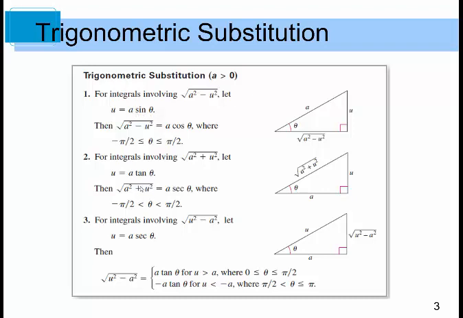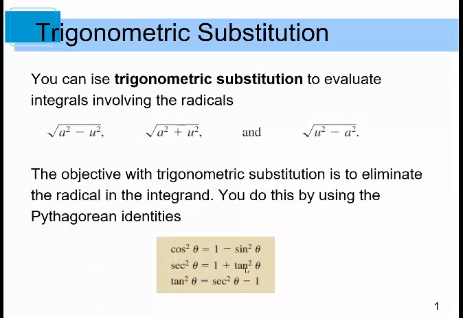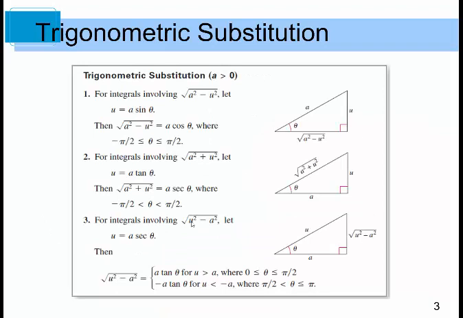Additionally, if you have a squared plus u squared, you're going to let u equal a tangent of theta. Then the square root of a squared plus u squared is equal to a secant of theta, and you can prove that just like I did here, using these substitutions instead. For the square root of u squared minus a squared, u is a secant of theta, and then we have the following depending on how the integral is set up and the bounds of integration. We'll focus on this first one here.